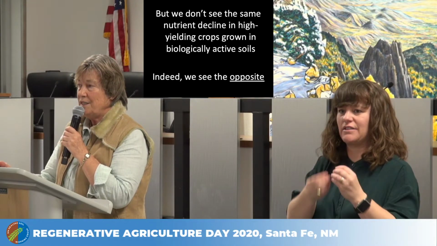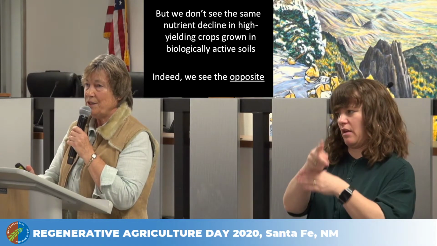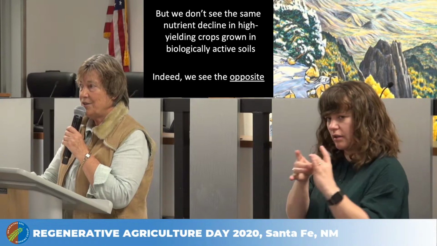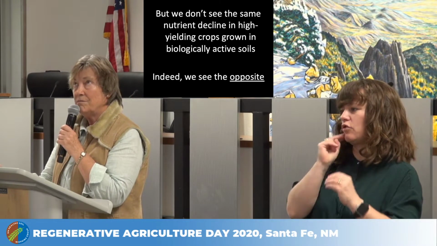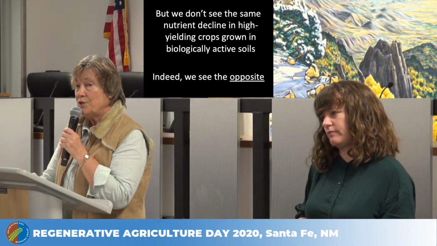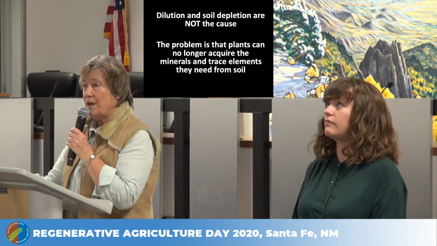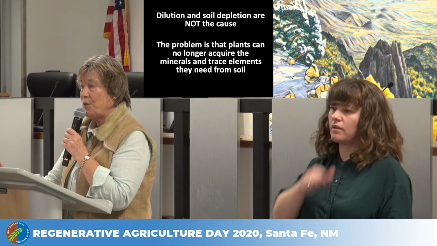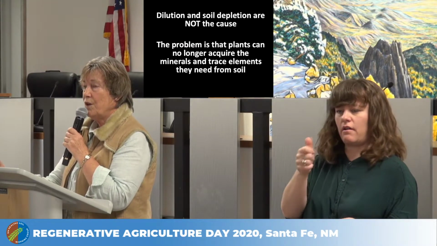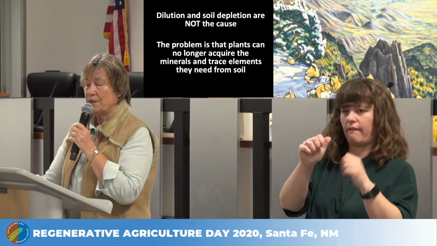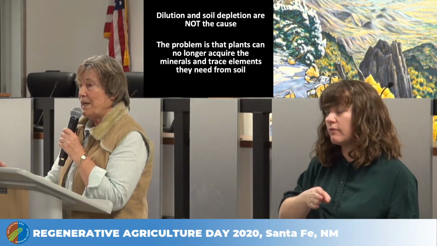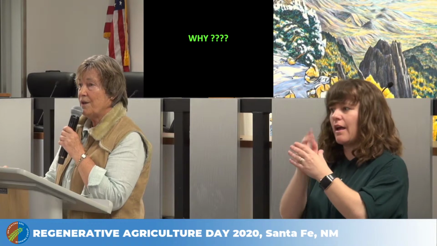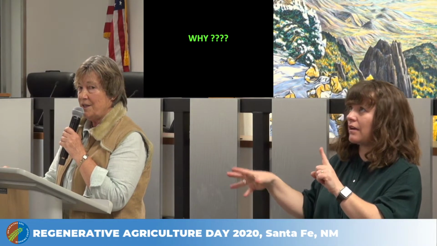So there's a really strong link there between soil function and nutrient density in food. Dilution's not the problem, and depletion is not the problem. Those things are not the causes of falling nutrient levels in our food. The problem is that plants can no longer acquire the minerals and trace elements that they need.